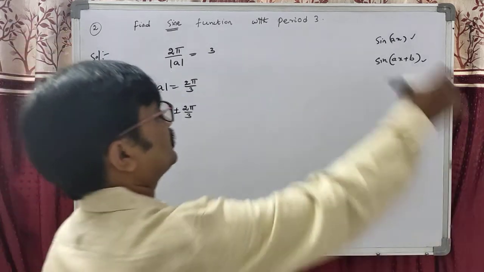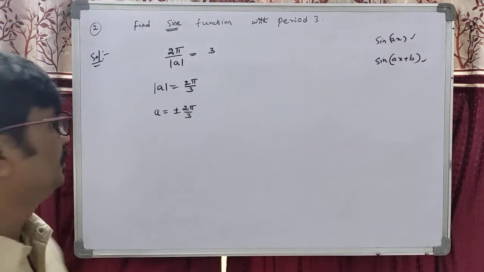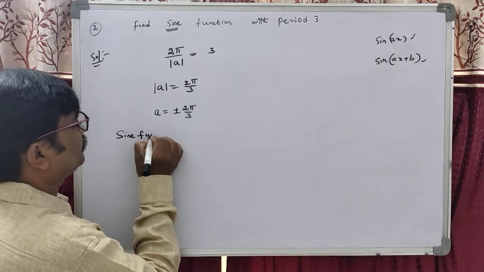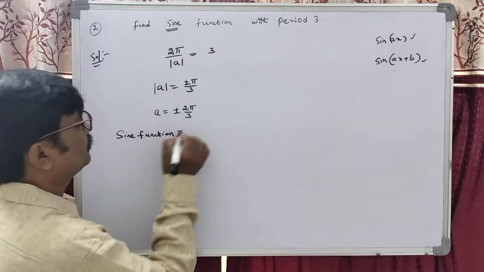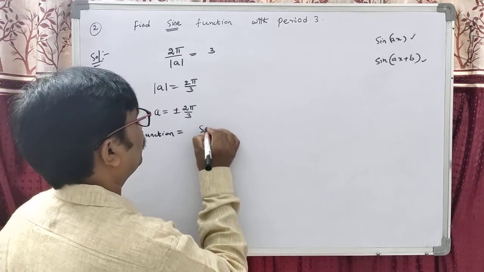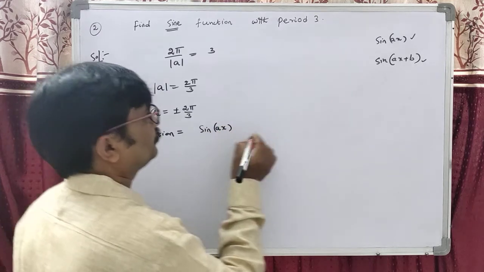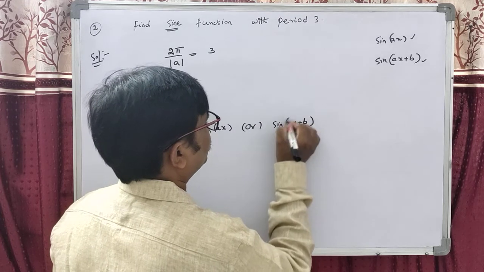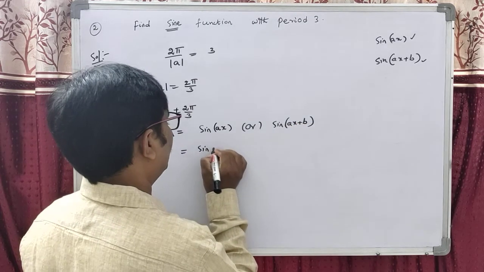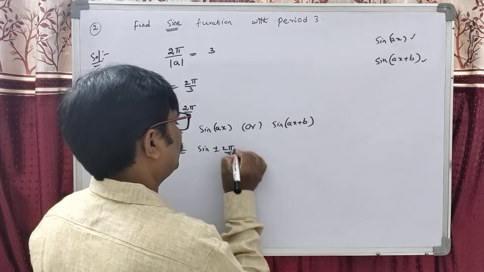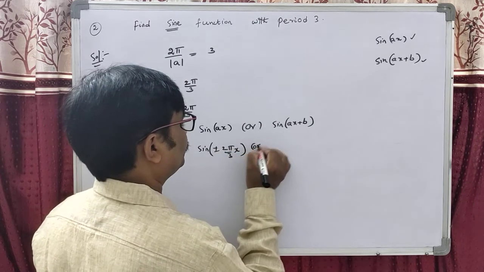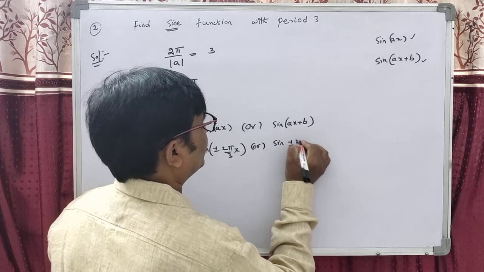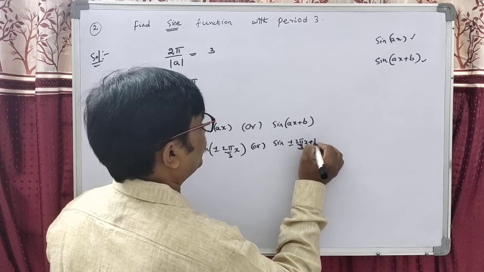Now we find sine of ax or sine of ax plus b. Now students, the sine function, that is sine of ax or sine of ax plus b, is sine of plus or minus 2 pi by 3 x, or sine of plus or minus 2 pi by 3 x plus b.